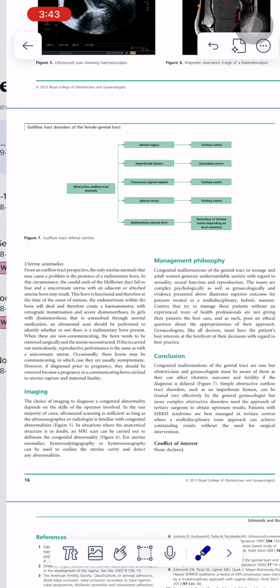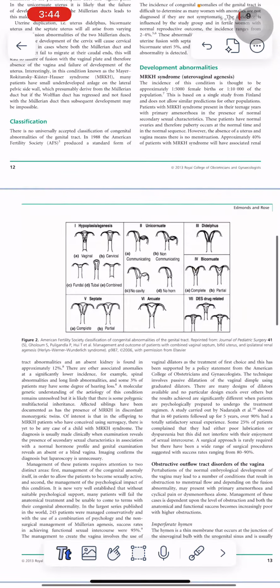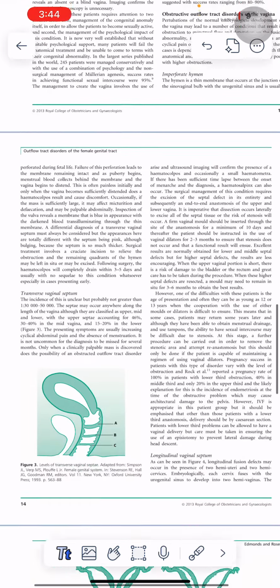If this is carried out meticulously, reproductive performance is the same as with a unicornuate uterus. Occasionally, these horns may be communicating. In those, the cases are usually asymptomatic. However, if diagnosed prior to pregnancy, they should be removed, because pregnancy in a communicating horn can lead to uterine rupture. As you can see in the picture, this is a cavity with a unicornuate uterus and a horn. Sometimes the horn may not be present, which is no worry, but if it is a communicating horn with proper endometrium and myometrium, that is why the patient presents with dysmenorrhea and hematometra.